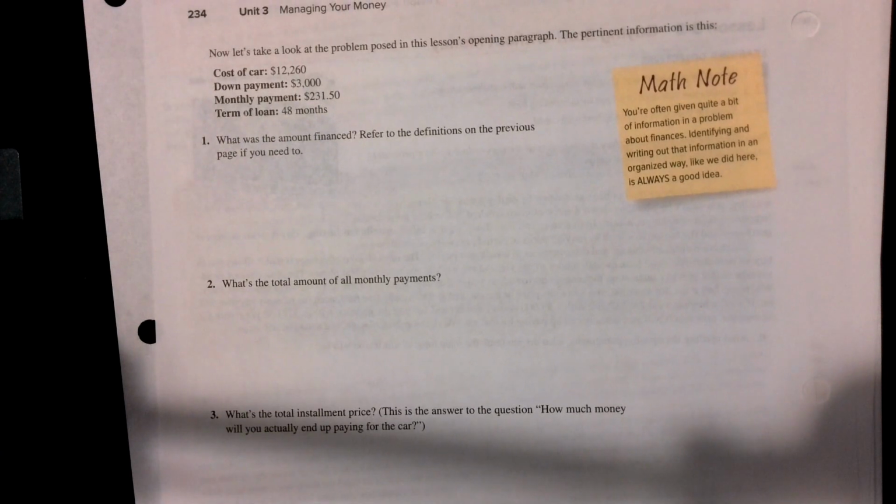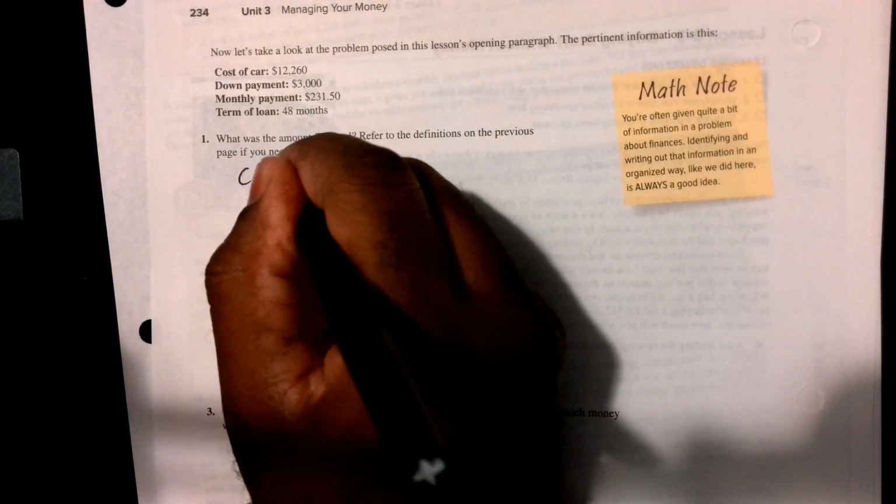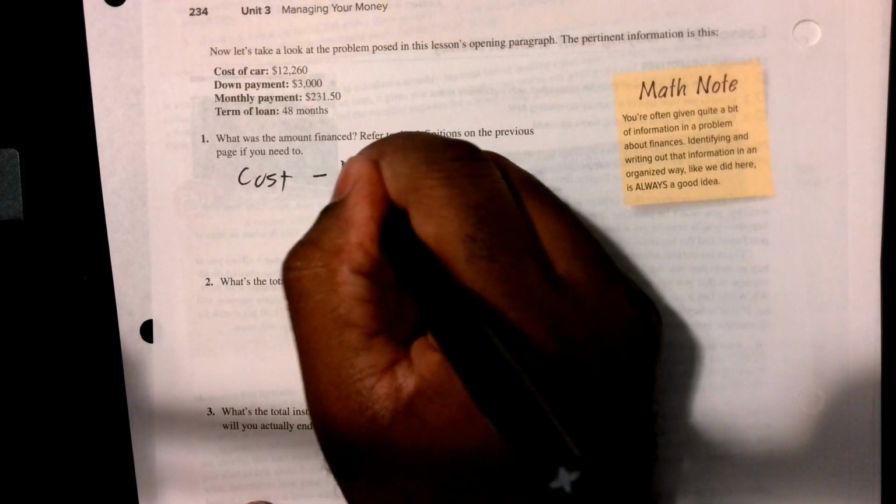Now we go on to the next page. Now it says here, now let's take a look at the problem posed in the lesson's opening paragraph. The pertinent information is this: the cost of the car, the down payment, the monthly payment, and the term of the loan. What was the amount financed? Refer to the definitions on the previous page.